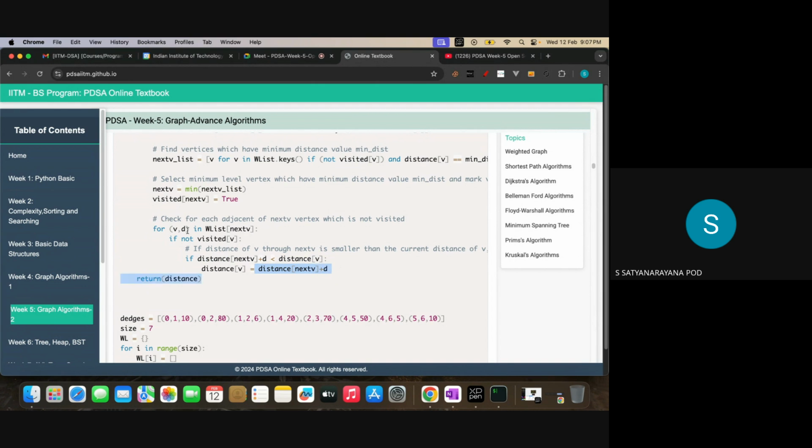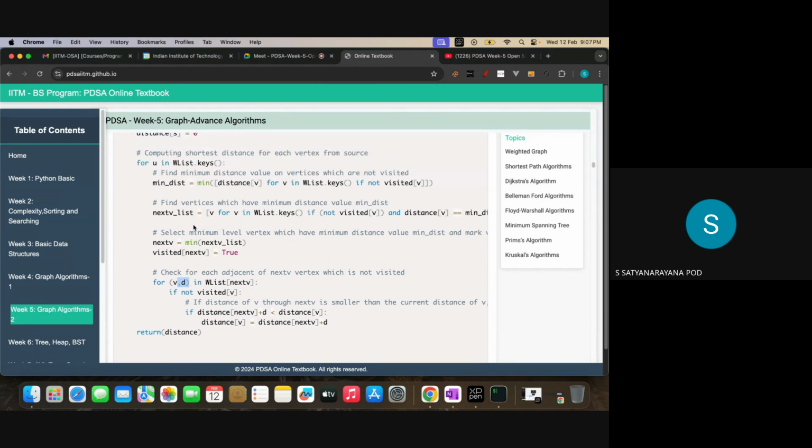So what is this d? It is simple. We are getting that the particular weighted adjacency matrix is there, no? From that we are getting two values, the tuple values, that is vertex as well as the distance. To reach the particular vertex, how much distance is required.